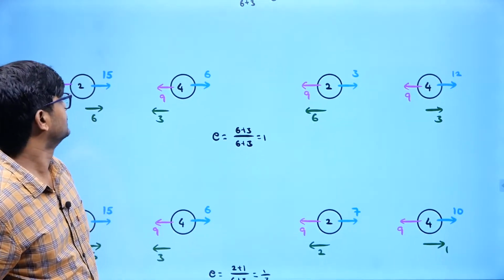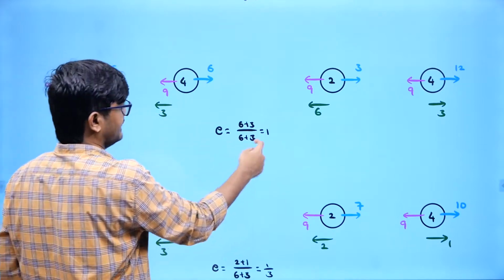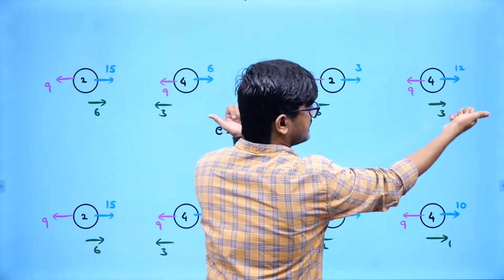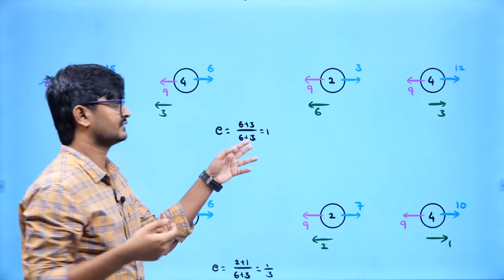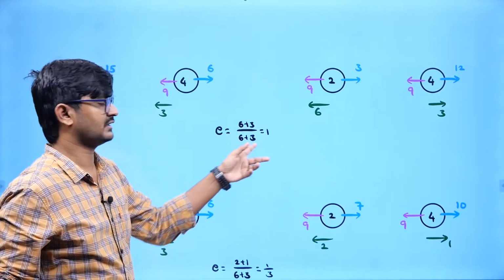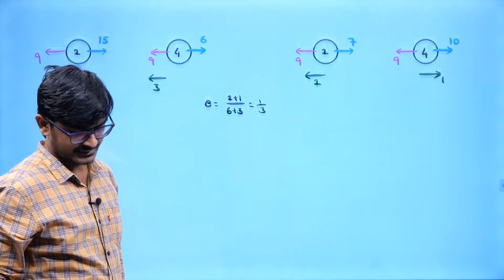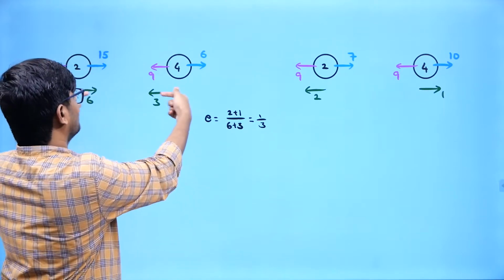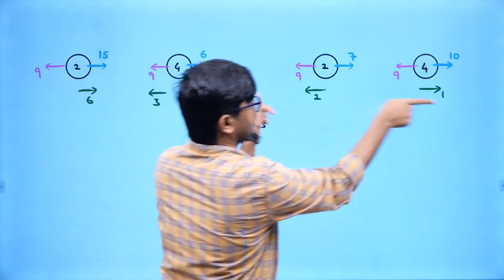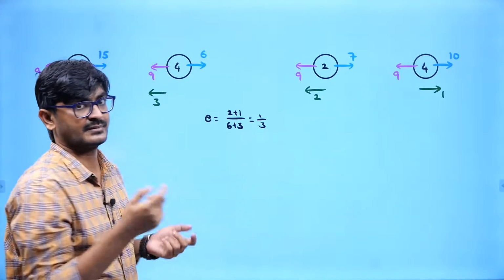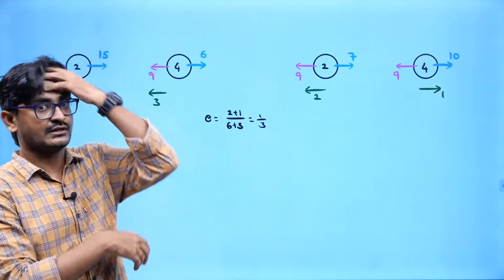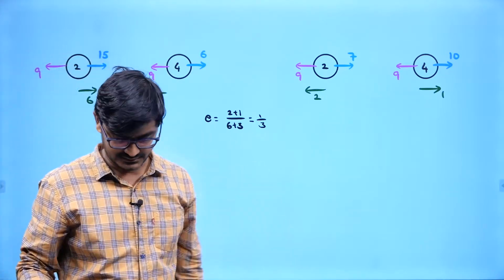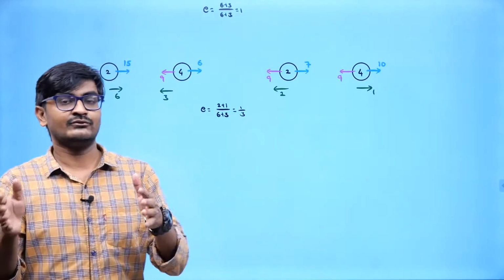Now the next thing: velocity of approach is 9, velocity of separation is 9, 3 and 6. So coefficient of restitution is velocity of separation by velocity of approach, which is 1. Now in the next example, velocity of approach is 9, velocity of separation is 3. So coefficient of restitution is 1 by 3, which is the same value we got when we observed from ground frame, right?